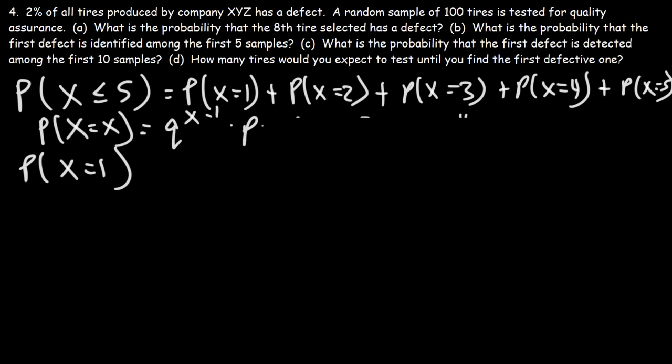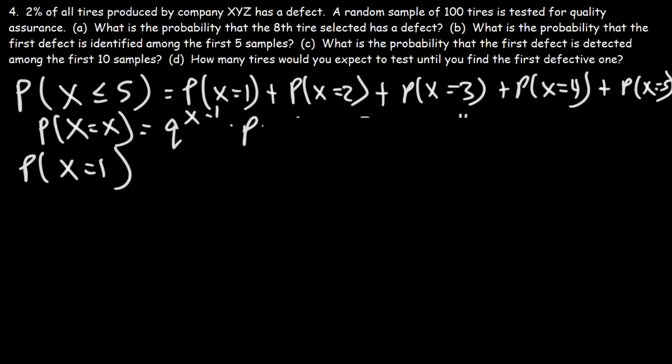Number 5. 2% of all tires produced by company XYZ have a defect. A random sample of 100 tires is tested for quality assurance. Calculate the following. So go ahead and try these problems. It's based on a previous problem. So what is the probability that X is less than 7? What is the probability that we're going to find a defective tire within the first 6 samples?